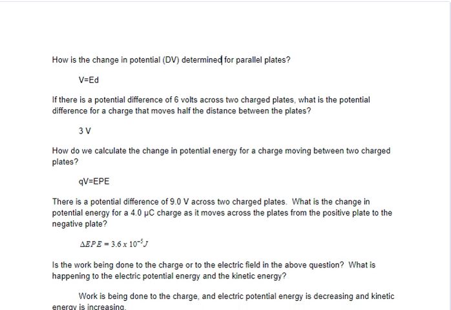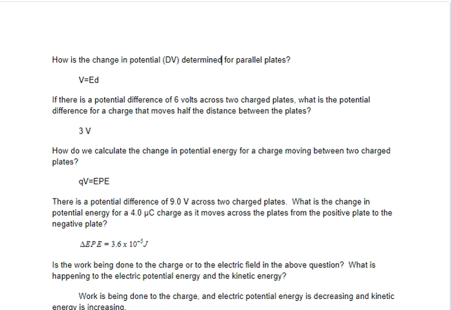How do you calculate potential difference for parallel plates? Volts is equal to ED, not like point charges. Since it's a constant E, we just simply multiply the electric field times the distance you go. If there's a potential difference of 6 volts across two charged plates, what's the potential difference if you moved only halfway? Well, that would only be 3 volts, because you're starting at 6 volts and you're stopping halfway, which would be the 3 volt part. So 6 minus 3 is 3.